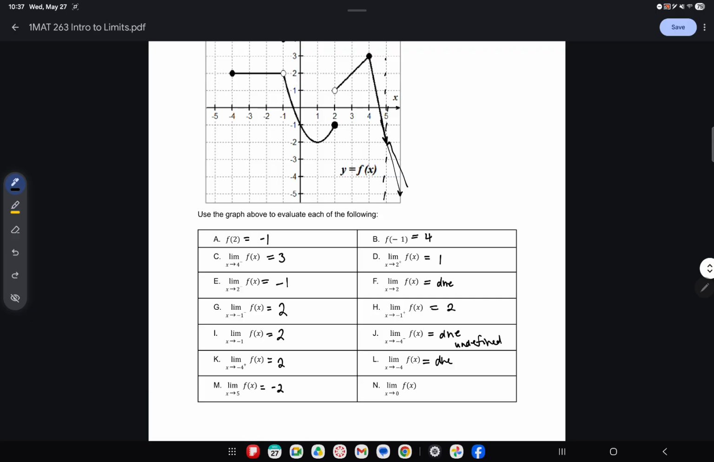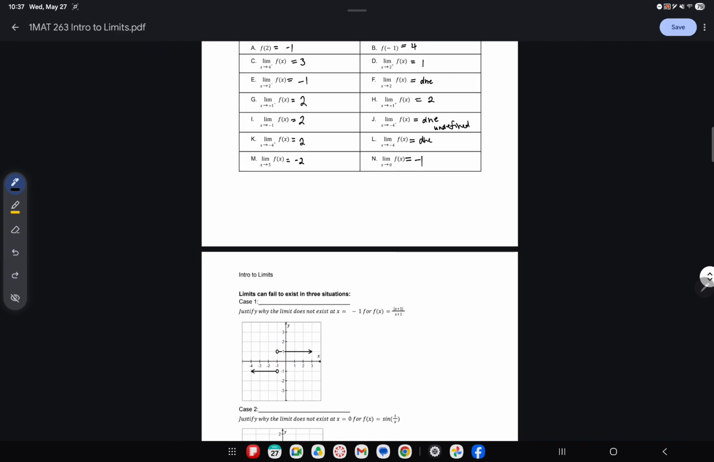And then we're looking at x equals 0. So again, it doesn't give direction, so we need to check both anyway. So from the left, -1. From the right, also -1, and it matches. So the limit is -1.